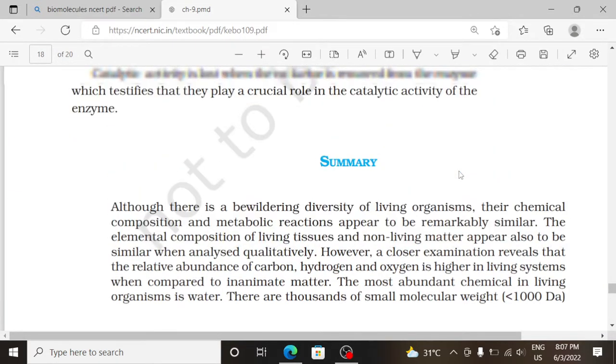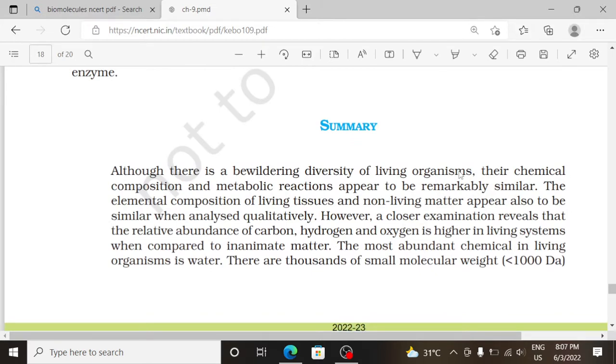Let us read the summary of this lesson and then we'll go through the diagrams. Although there is a bewildering diversity of living organisms, their chemical composition and metabolic reactions appear to be remarkably similar. The elemental composition of living tissues and non-living matter appears also to be similar when analyzed qualitatively. However, a closer examination reveals that the relative abundance of carbon, hydrogen and oxygen is higher in living systems when compared to inanimate matter. The most abundant chemical in living organisms is water.